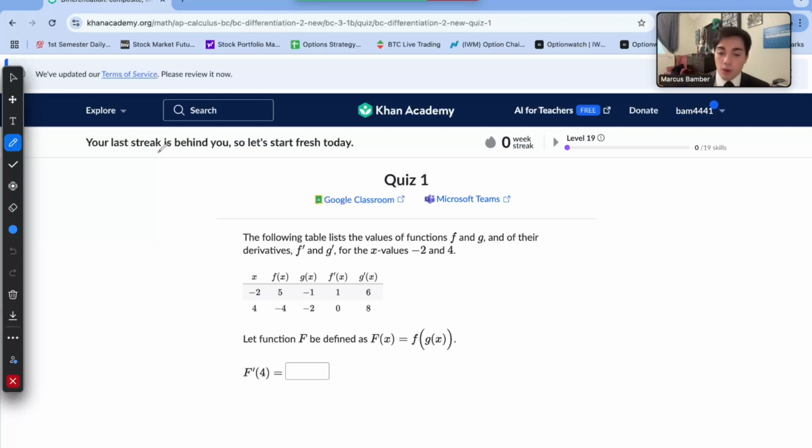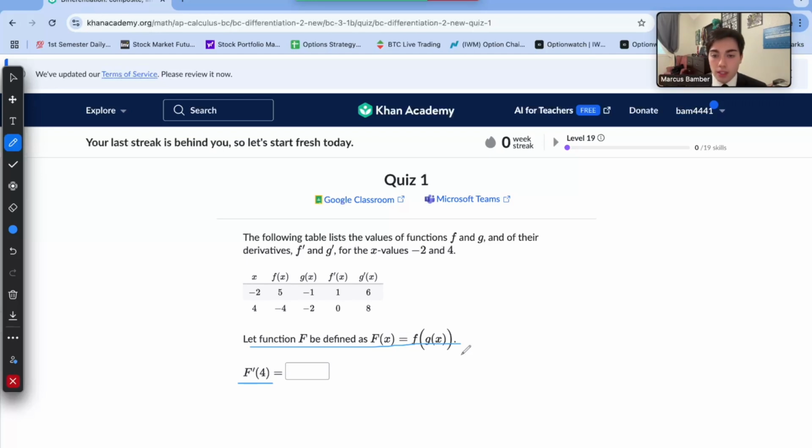And let's proceed with these 5 questions in quiz number 1. Okay, so first question, we have our derivatives and our regular functions for these two values. Let F be defined as this, capital F. So what we're going to do, we're going to find the derivative of this composite function.